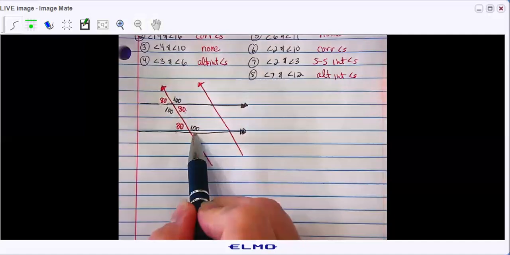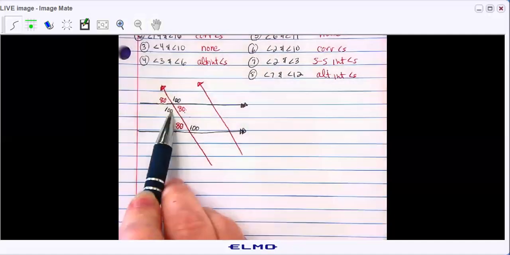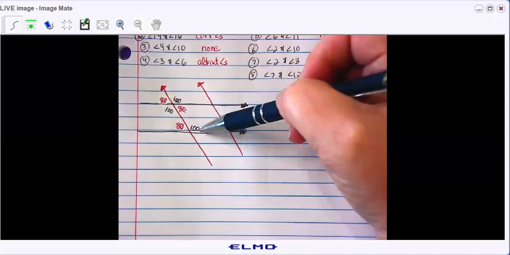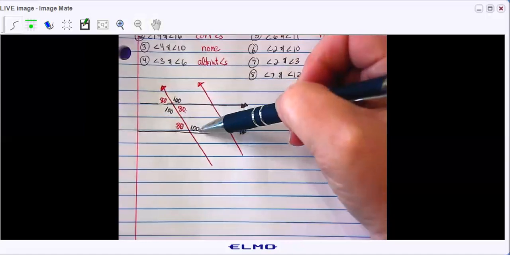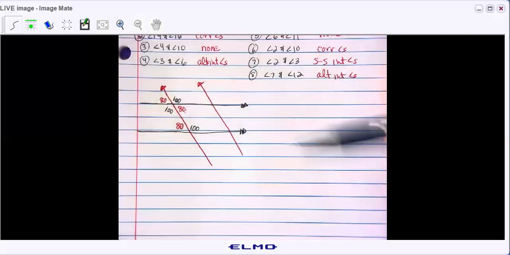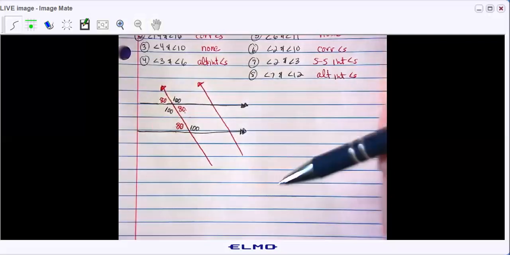I could have said that these two are supplementary, or I can say that this 100 right here with an alternate interior gives me 100, or there's another option. See this 100 up here? I could slide it down to be a corresponding angle, and it's still 100. So you can start to see that there's like 3 or 4 different ways to get some of these answers.